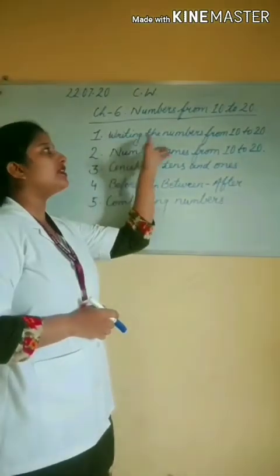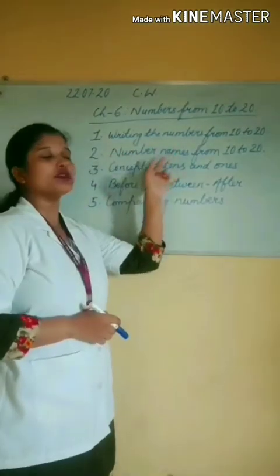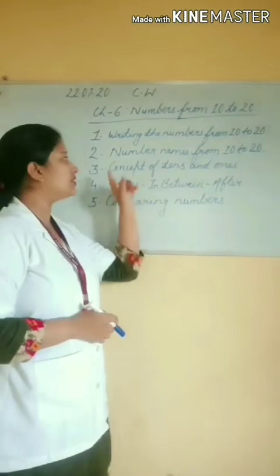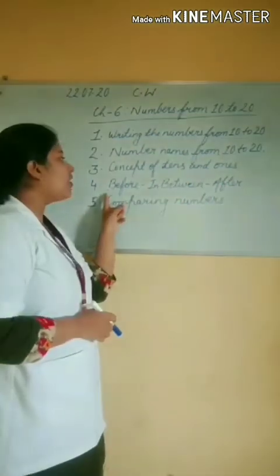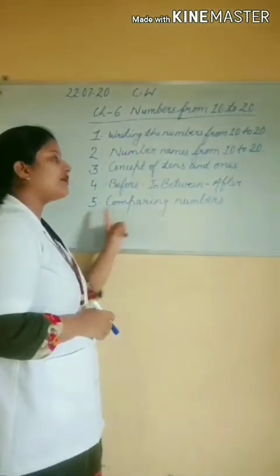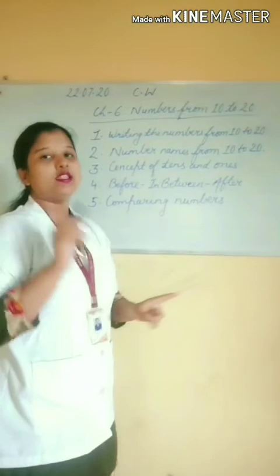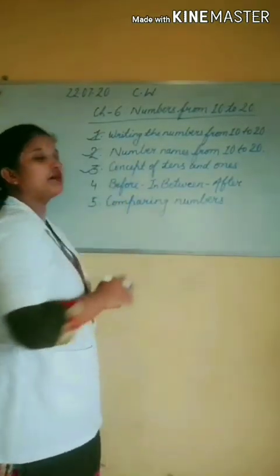Number 1, writing the numbers from 10 to 20. Number 2, number names from 10 to 20. Number 3, concept of tens and ones. Number 4, before, in between and after. Number 5, comparing numbers. In the previous class of mathematics, these 3 topics have been completed.